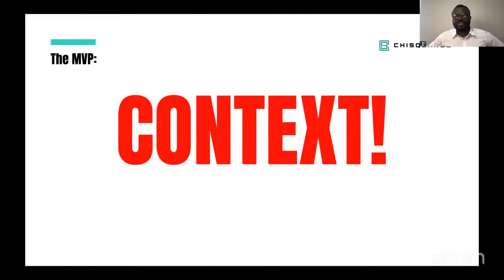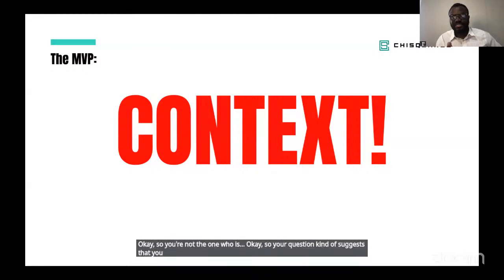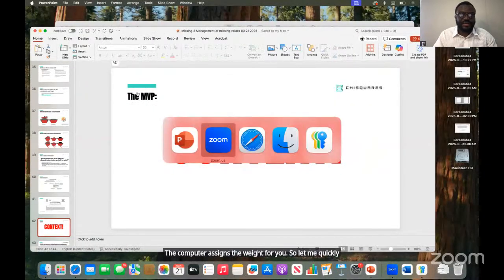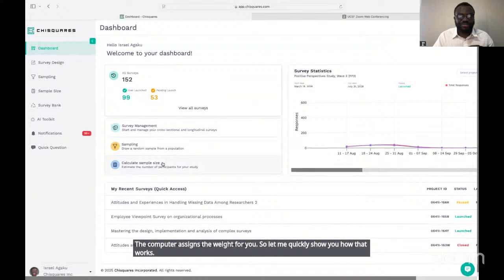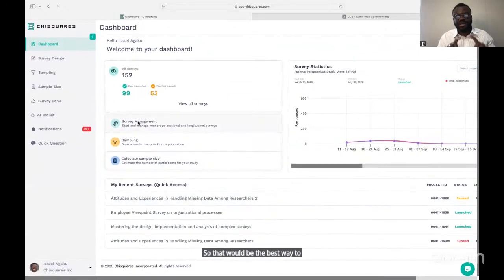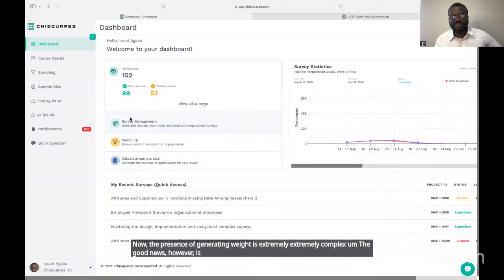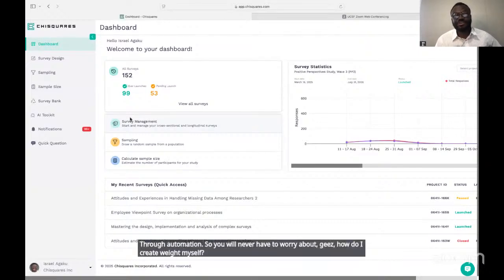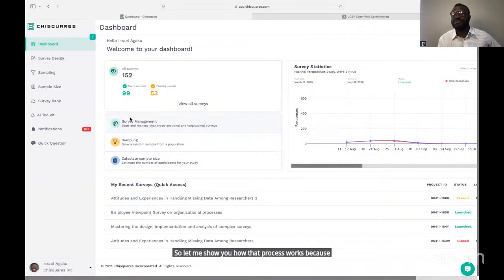Okay, so your question suggests that you're the one assigning the weight. You're not the one assigning weight. The computer assigns the weight for you. So let me quickly show you how that works, because that would be the best way to answer that question. The process of generating weights is extremely complex. The good news, however, is that on the Chisquares platform, we solved that problem through automation. So you will never have to worry about how to create weights yourself. Let me show you how that process works, because it is not something you do manually.